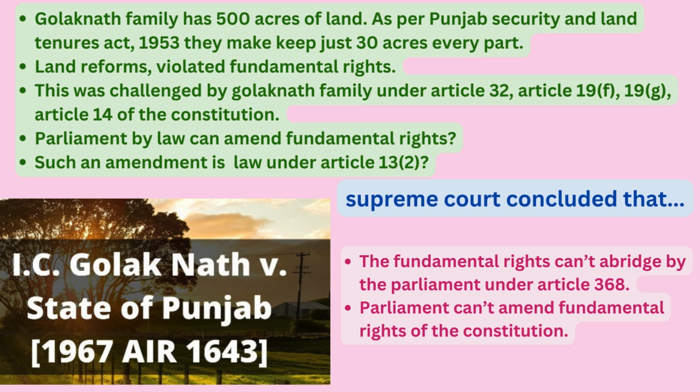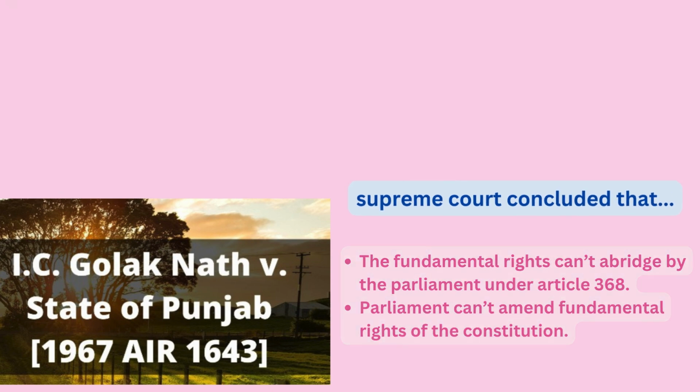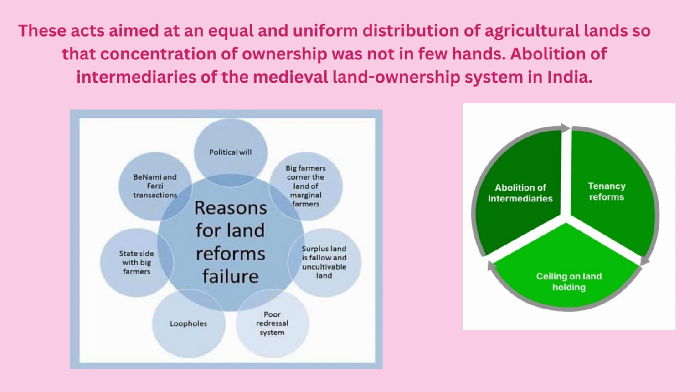The Gnath family contested the Punjab government's actions, and the case finally reached the Supreme Court in 1965. This was challenged by the Gnath family under Article 32, Article 19(1)(f), 19(1)(g), and Article 14 of the Constitution, mainly against land reform acts aimed at an equal and uniform distribution of agricultural land so that concentration of ownership was not in few hands. Abolition of intermediaries of the medieval land ownership system in India, but our Constitution guarantees us fundamental rights, which include the rights of minorities and other underprivileged groups.